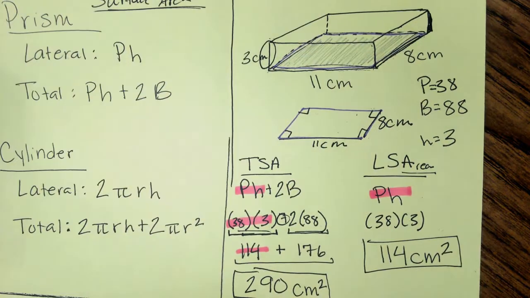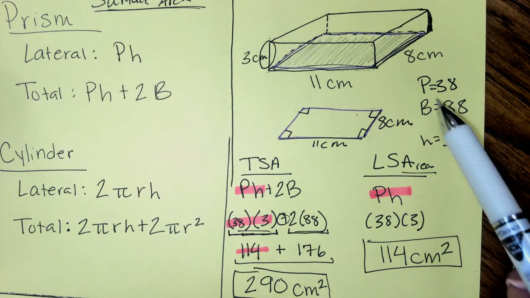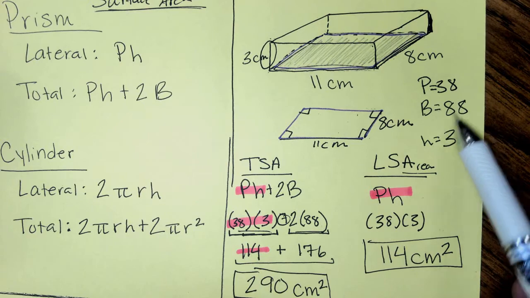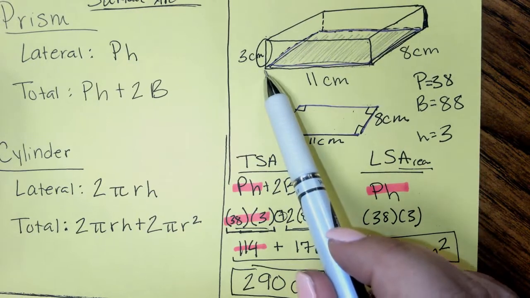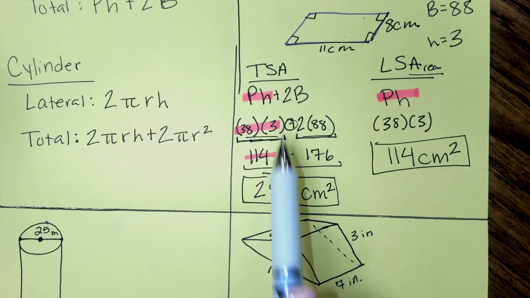Just to recap, we redrew the base and made a list of the variables. Then we found the perimeter of the base, the area of the base by using a formula, and the height of the prism which connected our two bases. After we had that list, then we could use our formulas.